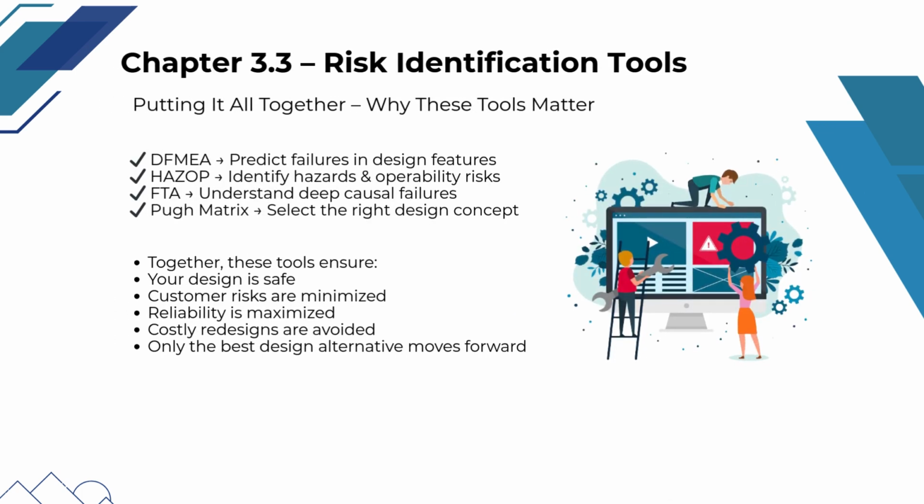When put together, these risk identification and design tools provide a comprehensive approach to creating robust, reliable, and customer-focused designs. DFMEA helps predict potential failures and design features before they occur. HACCP identifies hazards and operability risks in processes. FTA uncovers deep-rooted causal failures, and the POO matrix guides the selection of the most promising design concept. Using them collectively ensures that the design is safe, customer risks are minimized, reliability is maximized, and costly redesigns are avoided, allowing only the best design alternatives to move forward in the DMADV process.